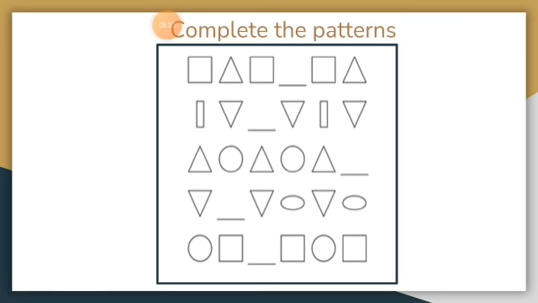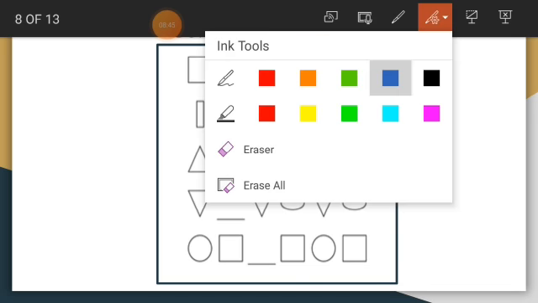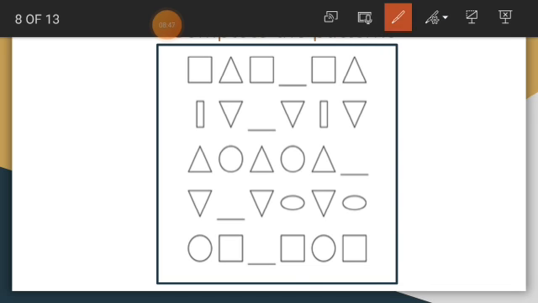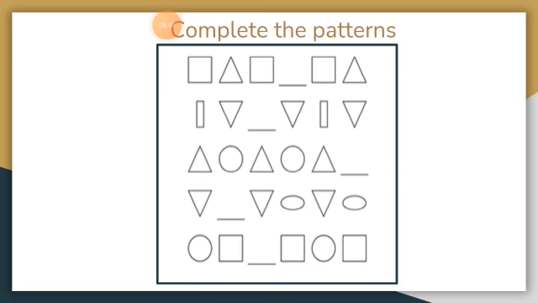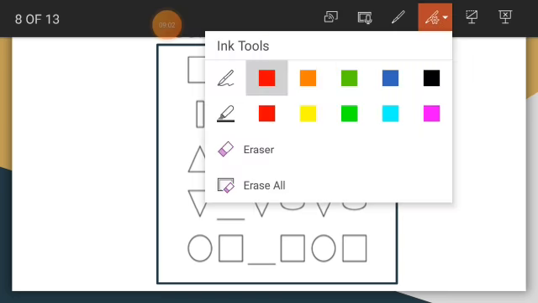Now look at this one shape. Here you will complete the pattern. Now in the middle, whatever shape will come, you will draw that one shape over here. Square, triangle, square, what will come over here? Which shape will come over here? Again triangle, then square, then triangle. Now let's draw the triangle.